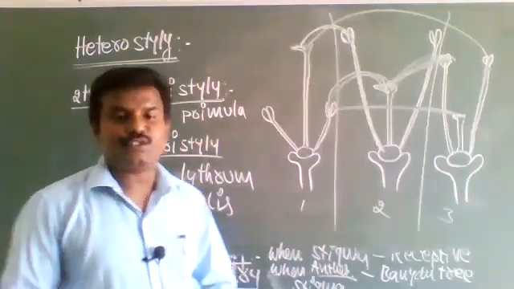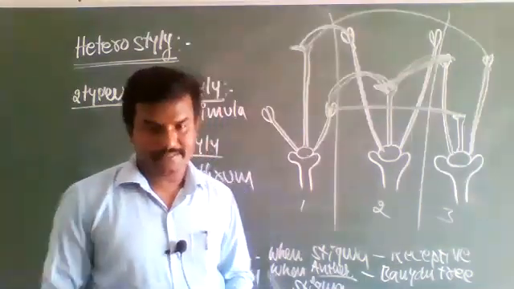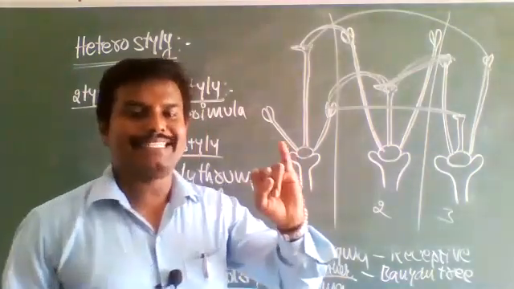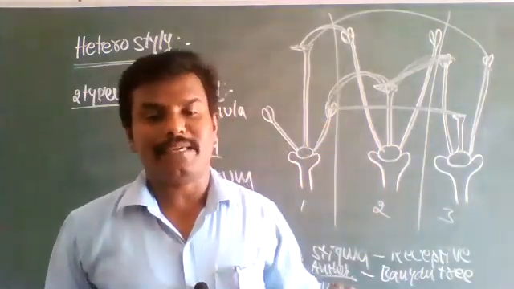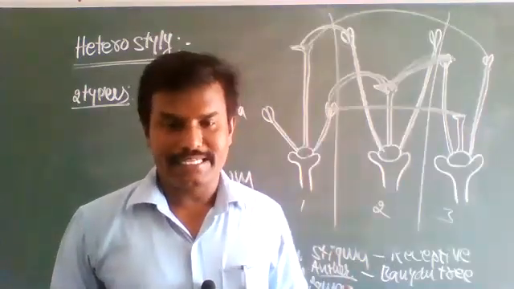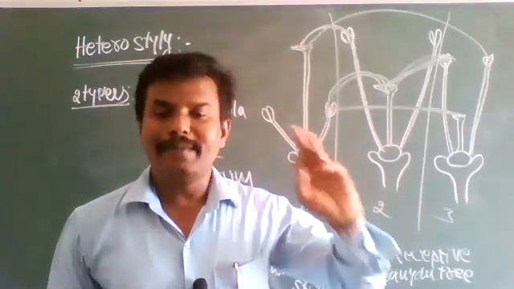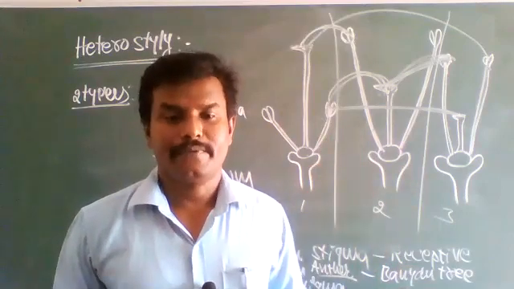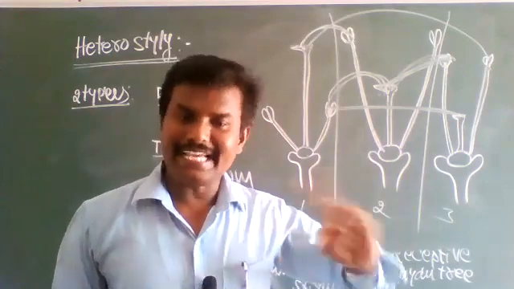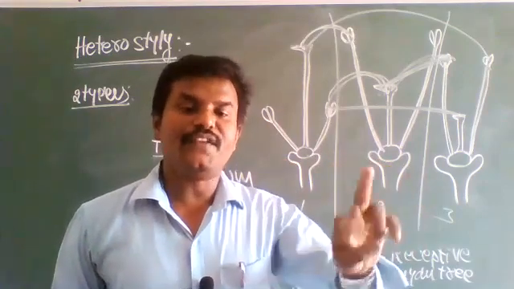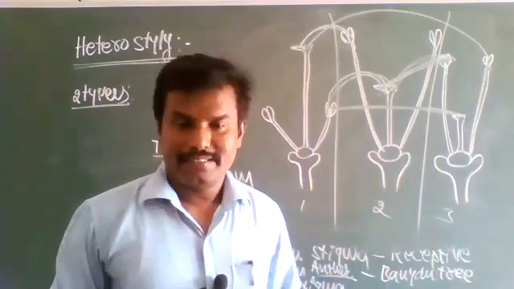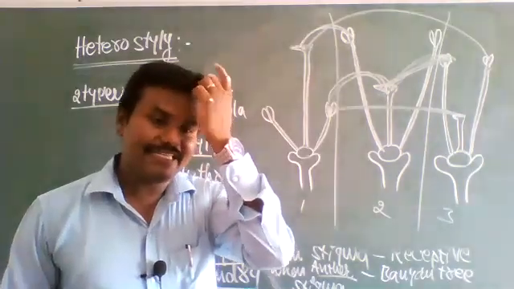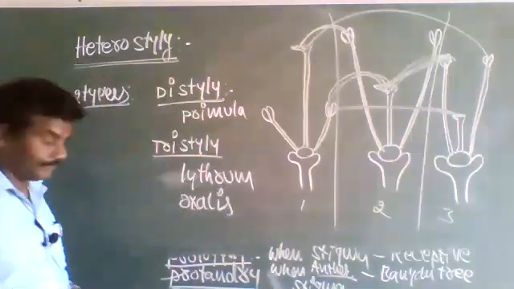Cross-pollination leads to bringing new characters. Okay, that's all. So these are all adaptations for cross-pollination. First one is dicliny. Second one is dichogamy. Third one is heterostyly. Dichogamy again has two types, protandry and protogyny. Heterostyly again has two types, distyly and tristyly. In distyly, two flowers with different lengths of style and stamens. Here, three flowers with different lengths of style and stigma. Okay, that's all.